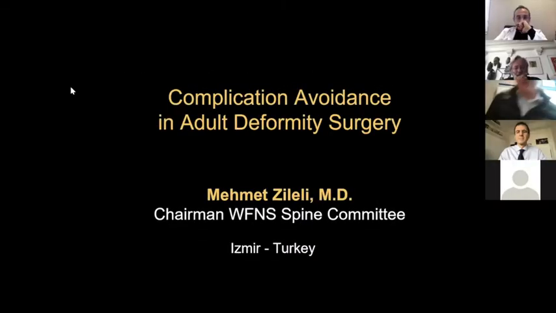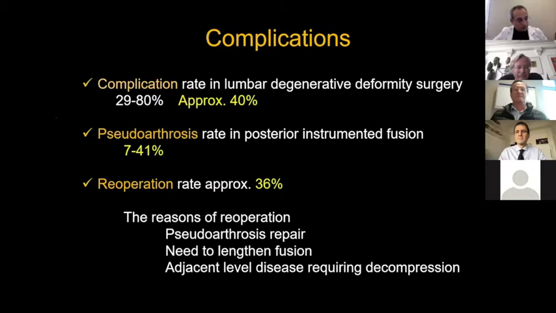I will be dealing with complication avoidance in adult deformity surgery. It's a very complex problem. The complication rate in lumbar degenerative deformity surgery is approximately 40%. There are many series reporting different numbers, and most of them are pseudoarthrosis. Reoperation rates are about 36%. The reasons for reoperation are pseudoarthrosis repair, the need to lengthen the fusion, and adjacent level disease requiring decompressions.